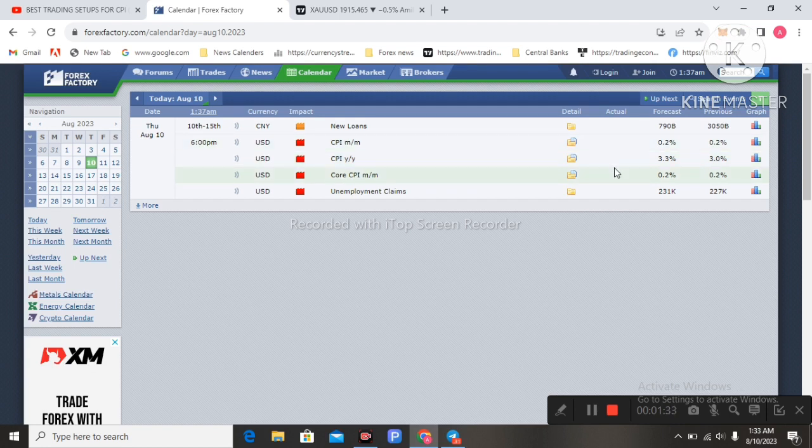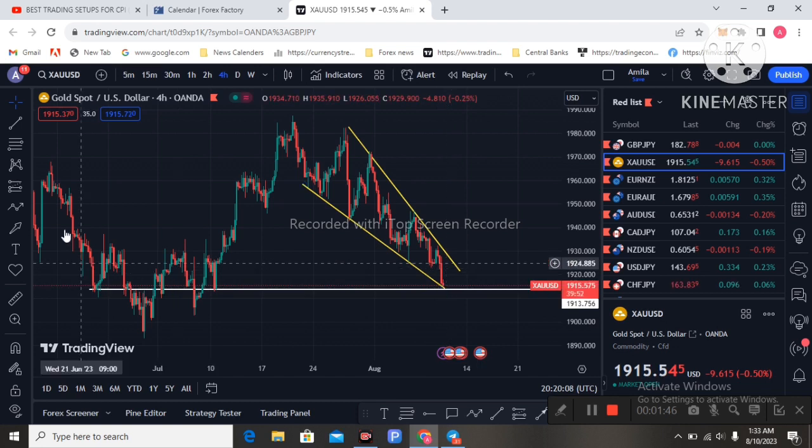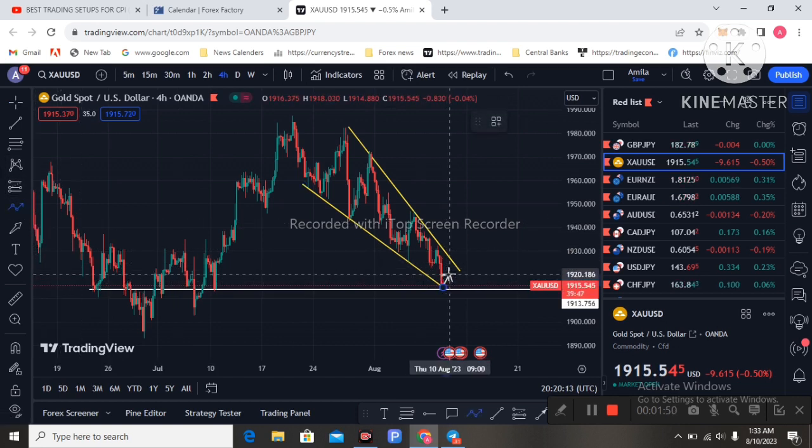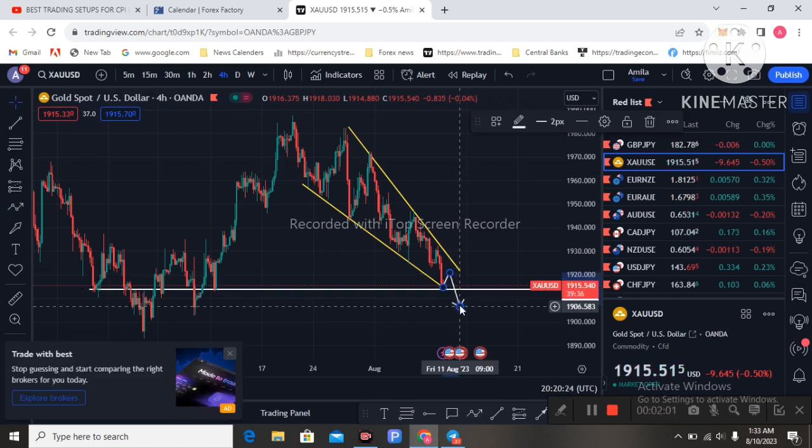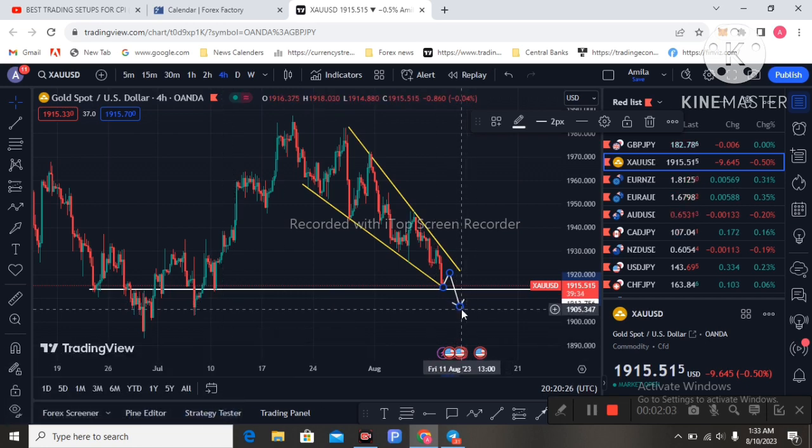That will increase the CPI inflation report, and that will push the Fed toward a hawkish rate hike, and gold will be sold off. So if the CPI data is 3.3 or above, the Fed is going to be hawkish and increase rates again, and gold will drop again. That's my first opinion on the CPI data.